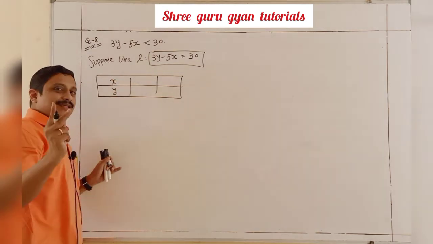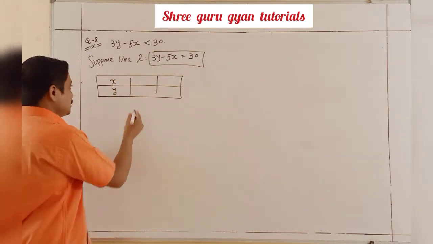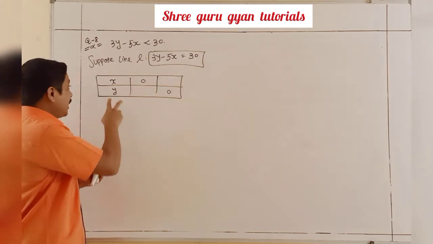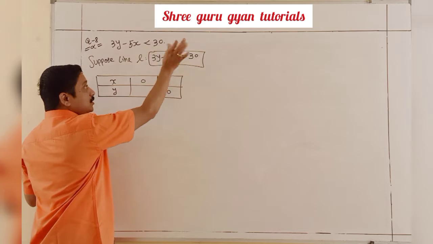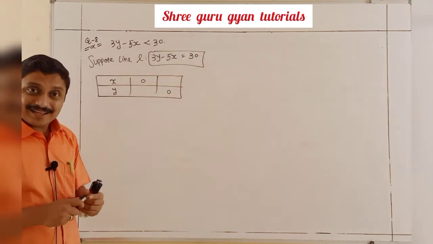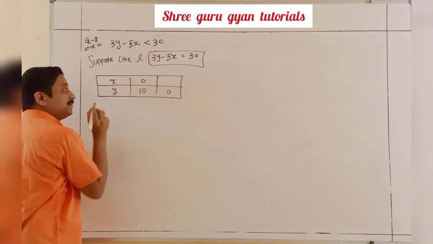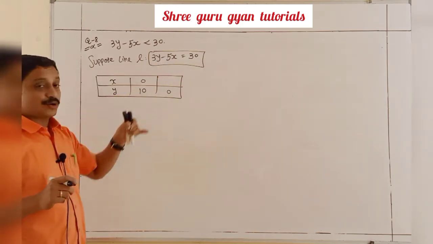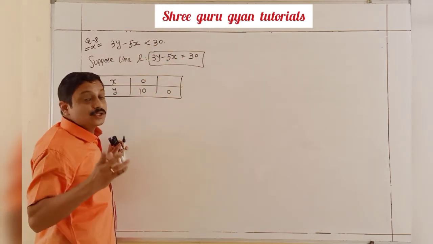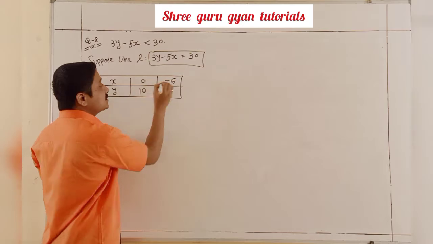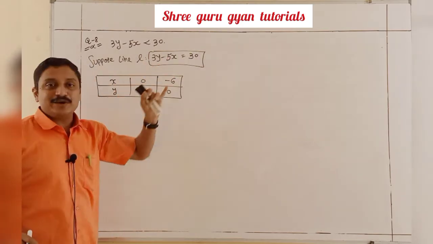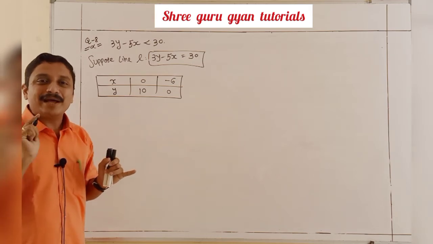Two points are the minimum on the line. So x = 0. If you put x = 0 here, then 3y = 30, so y = 10. And if you put y = 0, here -5x = 30, so x = -6. Yes, y is 0, -5x = 30, 30 by 5 with the minus is -6.